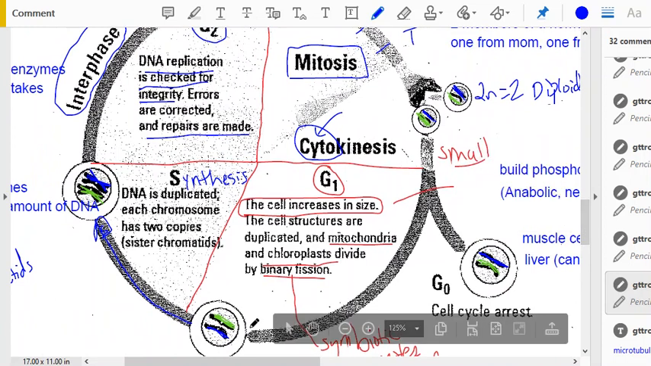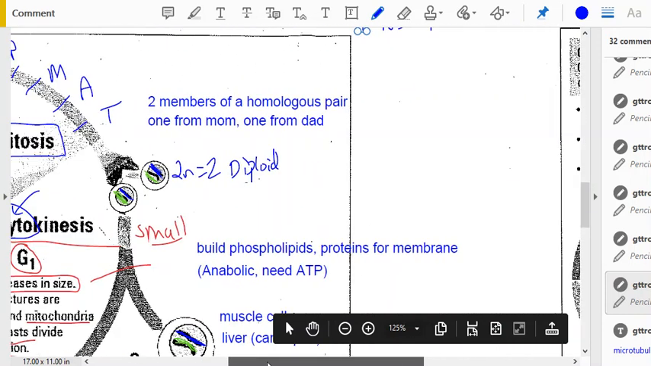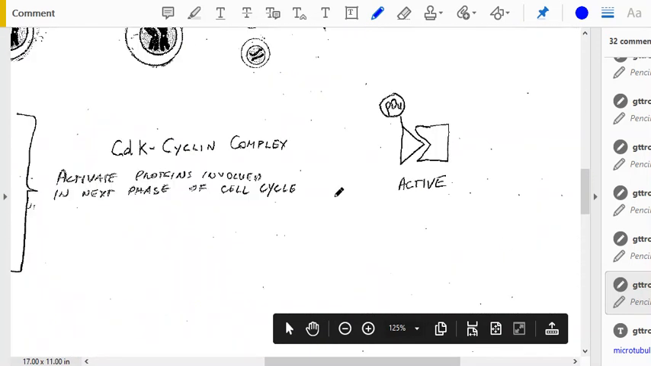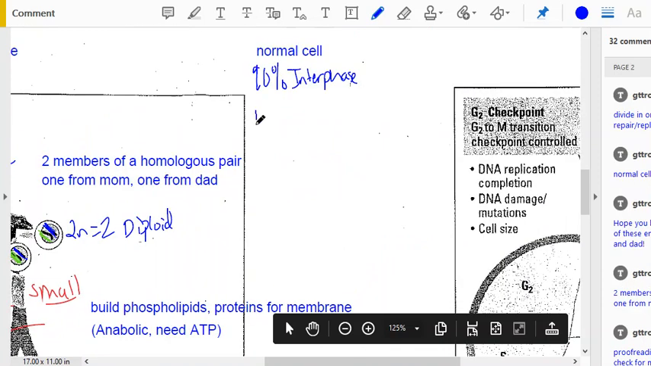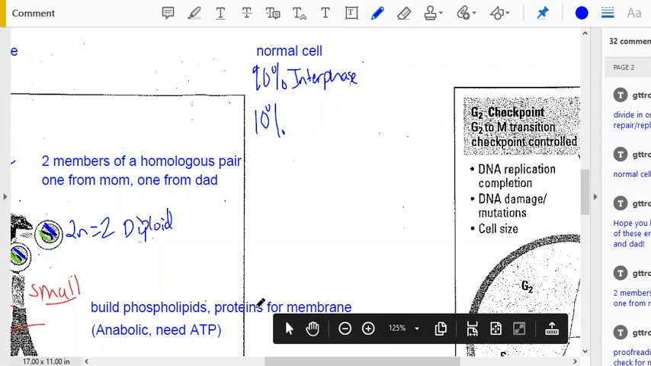So in G0, in S, and G2, when we say the cell is doing its job, it's existing and doing its thing, that's what we're talking about. That's where most of the cell spends its time, right? And this is necessary for you to be healthy and to live. If a cell is dividing, it can't do its job, right? It's by definition not doing its job. Dividing is an all hands on deck endeavor. So normally, 10%-ish of the time cells are going through mitosis.